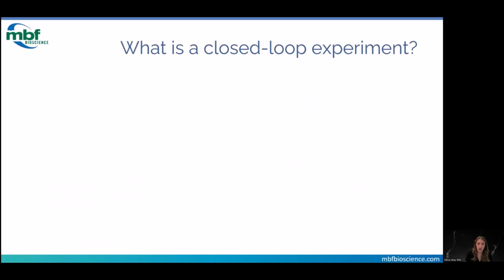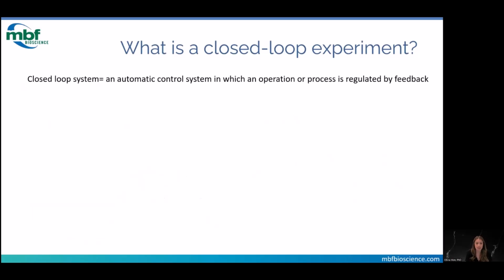What we're going to be talking about today is how to incorporate closed loop experiments with your fiber photometry experiments. Before we get into the nitty gritty, I just want to stop and talk about what a closed loop experiment is and what this means. Closed loop systems, by definition, are automated control systems in which an operation or process is regulated by feedback without the need for user input.